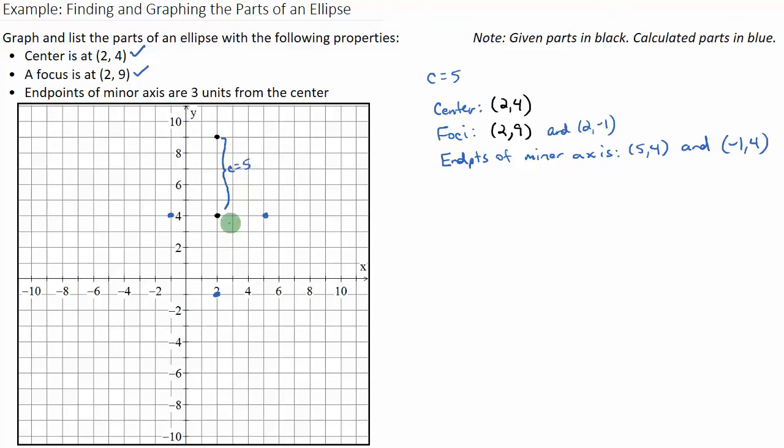Very good. Now, that also tells me my B distance, because B is the distance from the center to an endpoint of the minor axis. So I know B is 3. And as soon as I know C and B, by the way, I've taken care of all the given information now. As soon as I know C and B, I can determine A. Let's determine A.